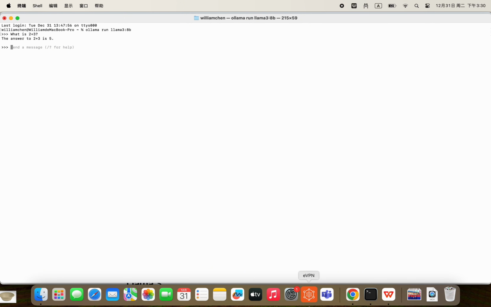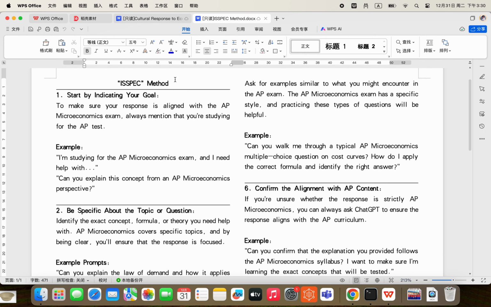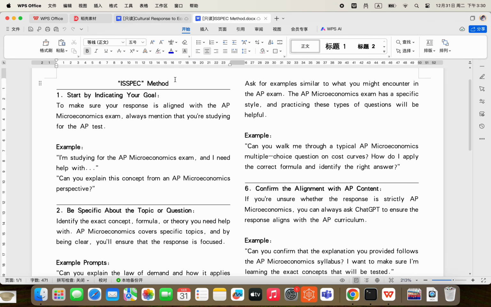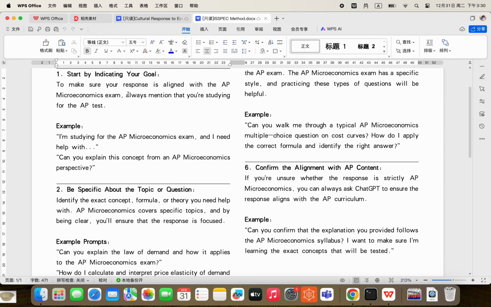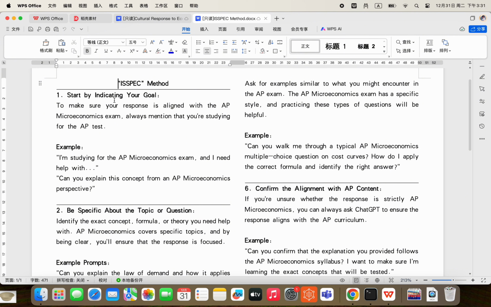We need a personalized AI assistant who can help us during our AP Economics studies. In order to efficiently use the AI, I present to you the ISSPEC method. Before we start asking the question, we first have to think about our goal. We have to start by indicating our goal to make sure that our response is about the AP exam. We have to always mention that we're studying for the AP exam in order to show the AI that its answer needs to be aligned with the AP test.